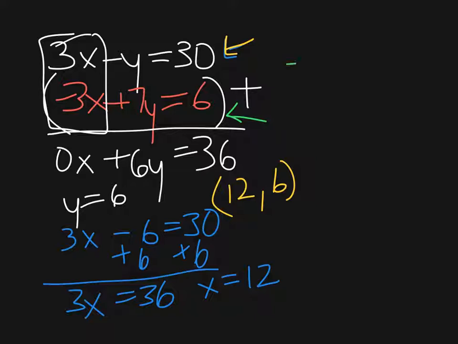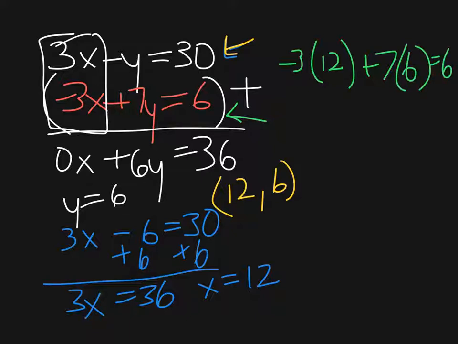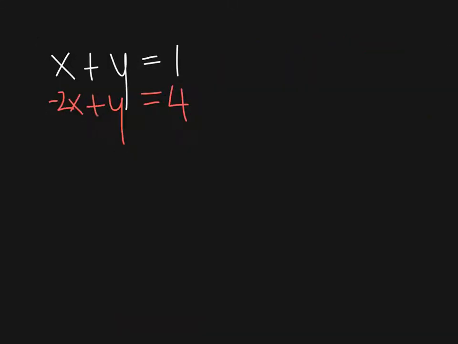So negative 3, x's value is now 12 that I'm testing, plus 7 times y's value is now 6 that I'm testing, is equal to 6. So negative 3 times 12 is going to be negative 36 plus 42. Is that equal to 6? Yes, it is. So this is the solution for both of them.